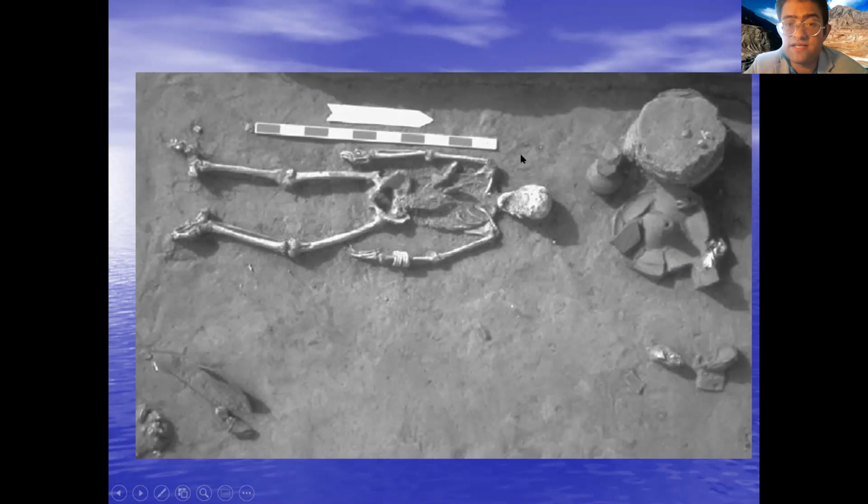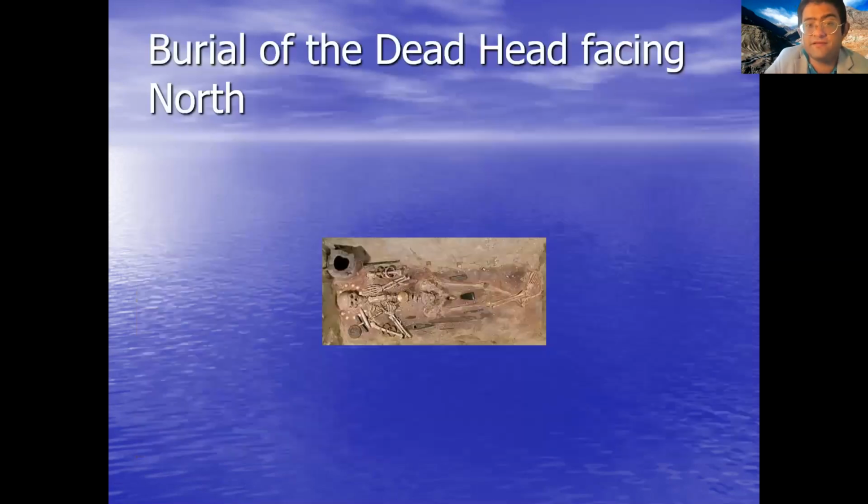And very important is the dead in this ancient civilization were always buried with the head facing north. And that again in north in Hinduism becomes an auspicious direction, and the south is considered an inauspicious or unlucky direction. All right, so burial of the head facing north, and here we can see some more of the images of the pots and maybe some type of staff and jewelry.